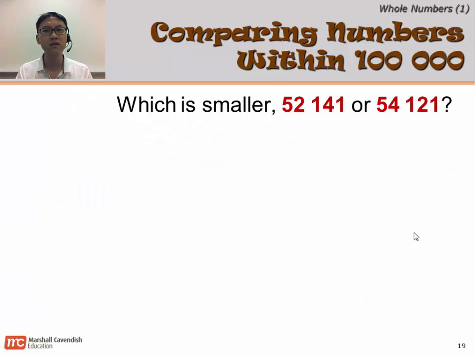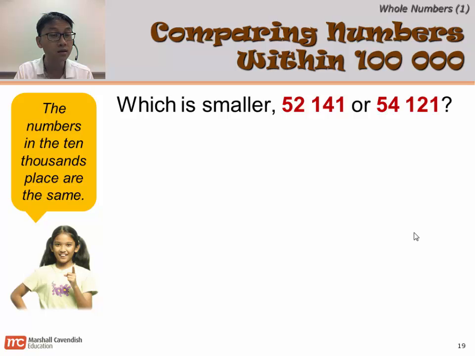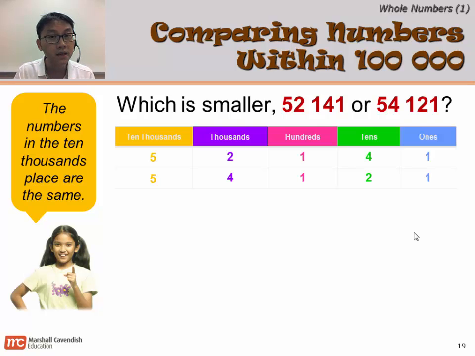So let's look at this. Can you try? 52,141. Which is smaller? Or 54,121. Which is smaller? Some of you may have gotten the correct answer. Now, if you look at the place value chart, we compare first the 10,000s place. Which is smaller? Can you tell? No, you can't, because both are 5. So the numbers in the 10,000s place are both the same. So we cannot compare these two numbers.